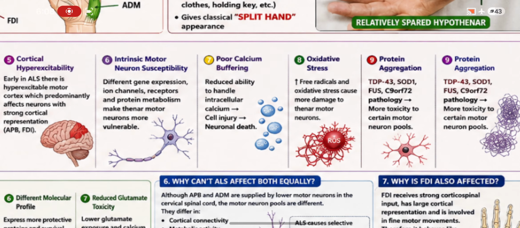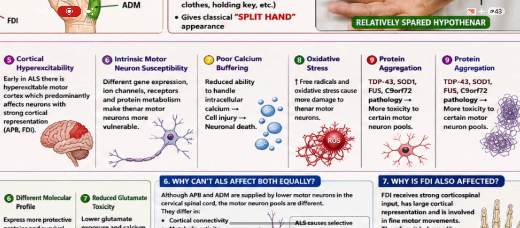The hypothenar muscles are also less involved in fine motor activities. Unlike the thumb, which is essential for precision grip and dexterity, the little finger mainly contributes to power grip and stabilization of the hand. Consequently, the motor neurons supplying the hypothenar muscles experience lower functional workload and reduced metabolic stress throughout life. Another contributing factor is their lower metabolic demand. Since these muscles require less ATP production and reduced mitochondrial activity, they are less vulnerable to mitochondrial dysfunction and energy failure, allowing them to survive longer during the disease process.